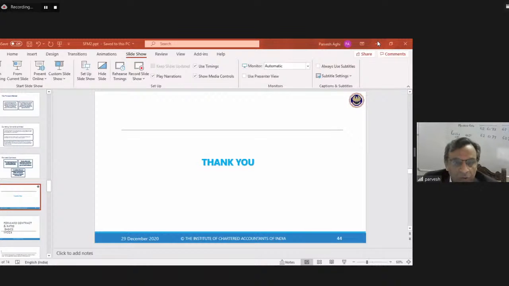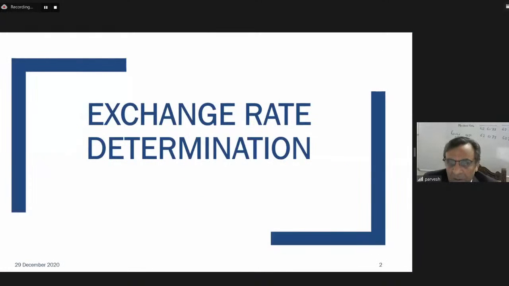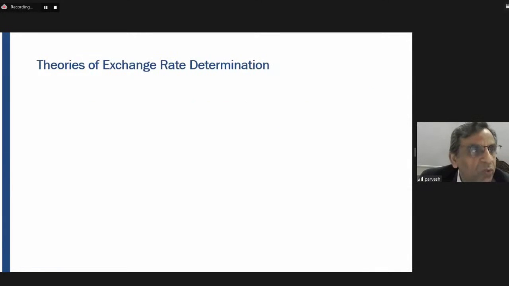Let's understand exchange rate determination. This is also a very important and very interesting part of our journey in understanding foreign exchange rates and foreign exchange hedging techniques. Theories of exchange rate determination: how is the exchange rate determined, and what are the various theories on which exchange rates are fixed?